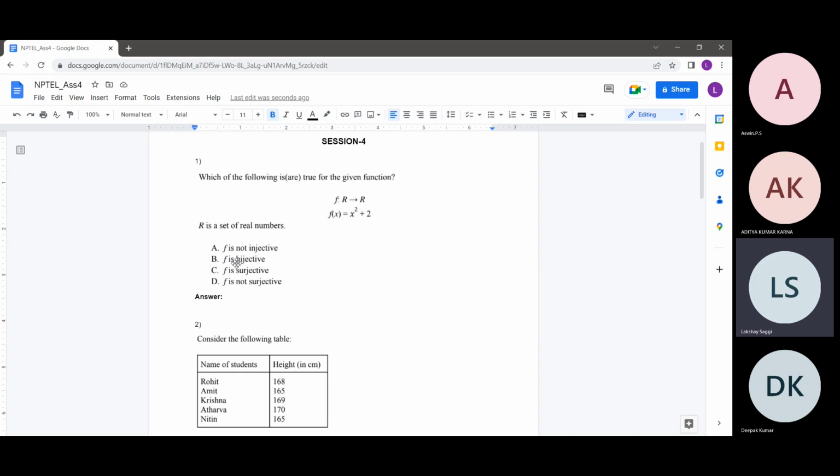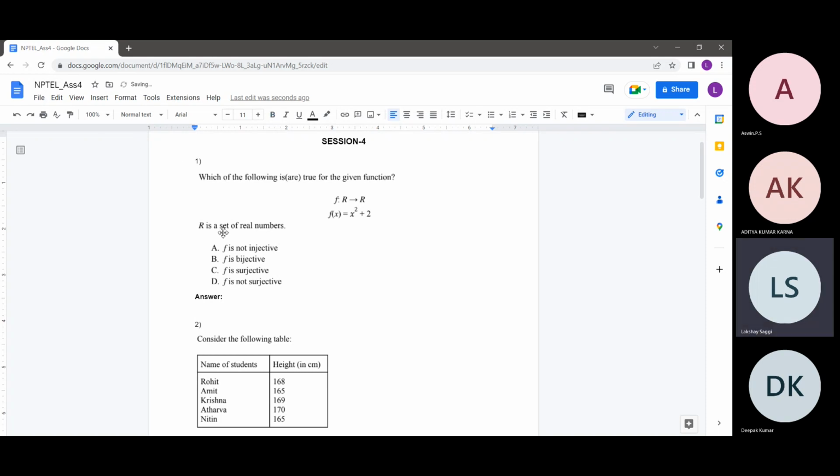Instead of going option by option, we can straightforwardly check the properties. In the options we can see injective, surjective, or bijective. Bijective just means it is injective as well as surjective. So we'll just check for the properties.